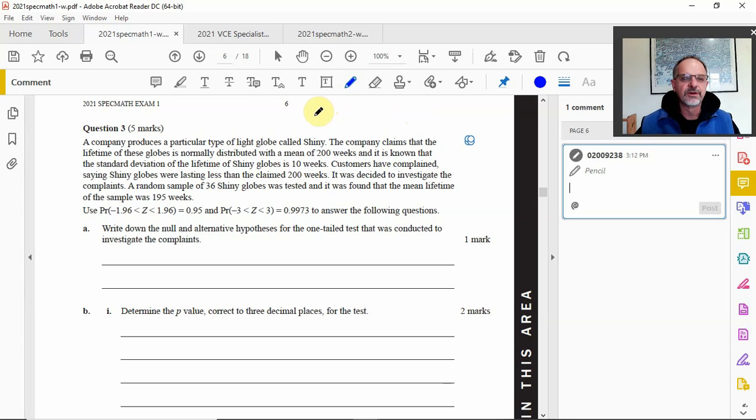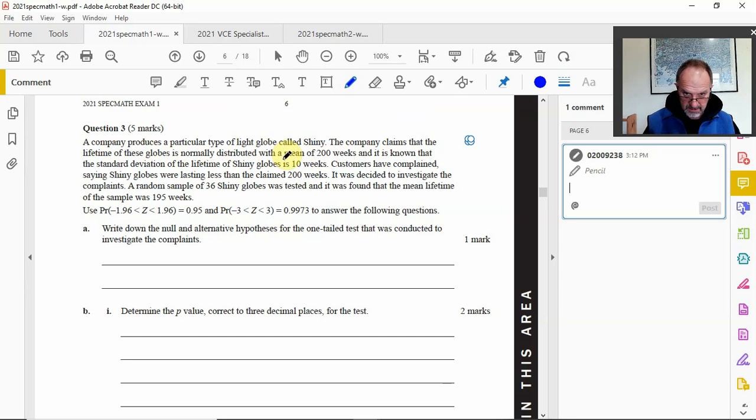Okay, here we go. Question 3 here. So you've got to be careful with these questions because there's a lot of words going on here. So a company produces a particular type of light globe called shiny. The company claims that the lifetime of these is normally distributed with a mean of 200 weeks.